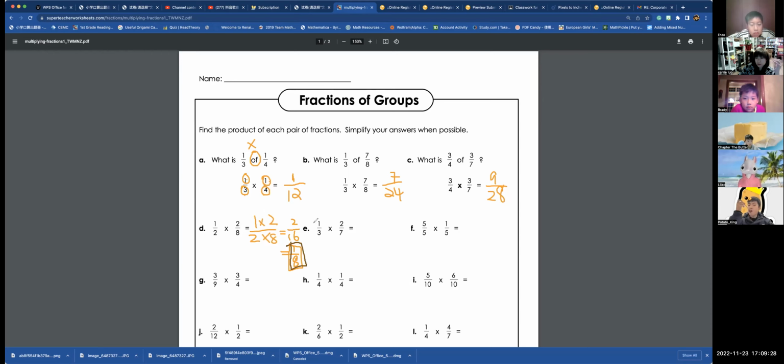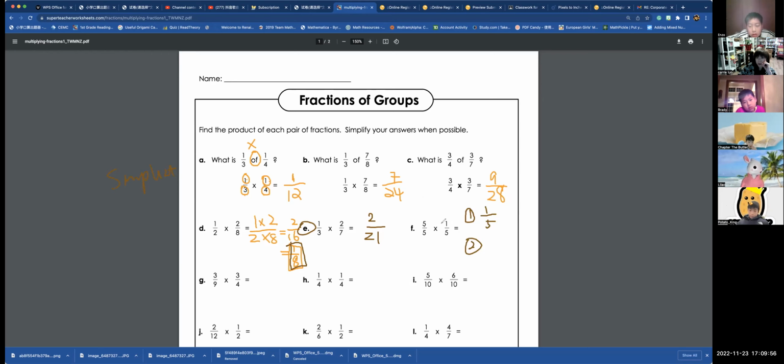Okay, so we need to remember simplest form. It's pretty easy. Let's take a look at this one. 1 times 2 equals 2, 3 times 7 equals 21. Now let's look at this one. There are a lot of ways of doing number f, so let me just do explanations. Method 1: 5 over 5 equals 1, so 1 times 5 over 1 equals 1 over 5.